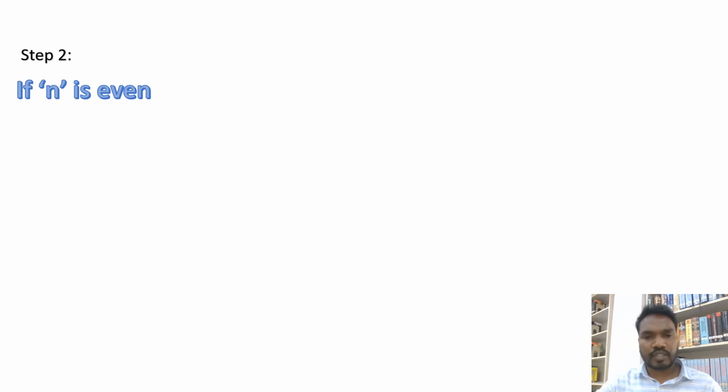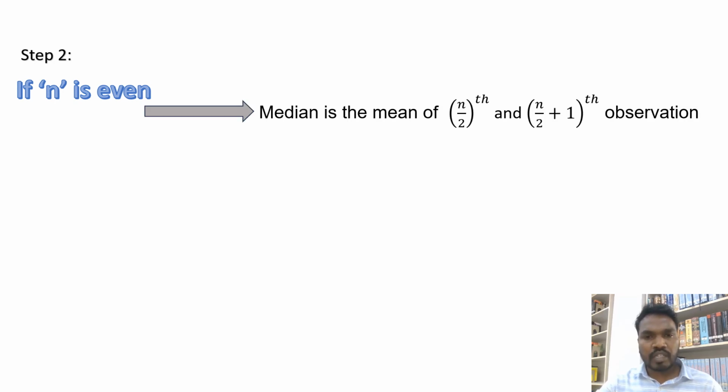Suppose n is even, right? When you have an even number, what will happen? We won't be able to divide the total number of observations into two equal parts. Always when you have an even number of data points, we will have two numbers left out, right? Those two numbers will be the n by 2th observation and the n by 2 plus 1th observation, the next observation. So we are left with these two numbers, right? When you have two numbers left out, we just take the average, or the mean, of these two observations.